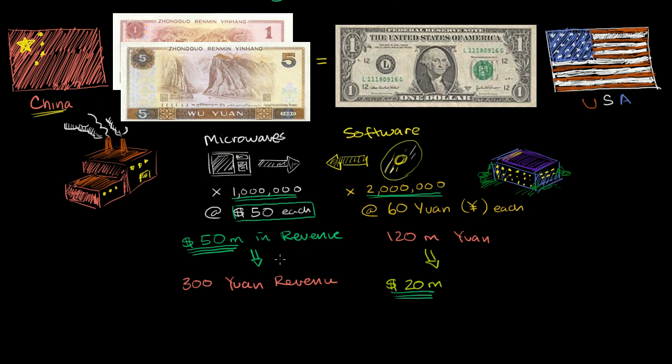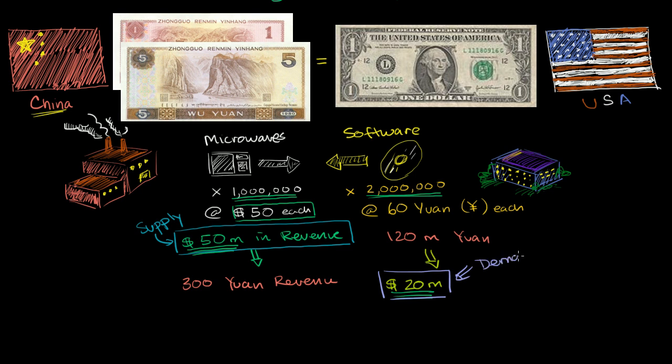What's the supply and the demand for dollars? The supply for dollars is the Chinese manufacturer who wants to convert his $50 million into yuan. So this right here is the supply. What is the demand for dollars? Well, the only guy that wants dollars in this situation is the US manufacturer. He has demand for $20 million.